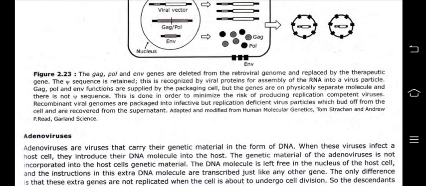Gag, pol, and env functions are supplied by the packaging cell, but the genes are on physically separate molecules and do not have a psi sequence. This is done in order to minimize the risk of producing replication competent viruses. Recombinant viral genomes are packaged into infective but replication deficient virus particles which bud off from the cell and are recovered from the supernatant. Adapted and modified from Human Molecular Genetics.